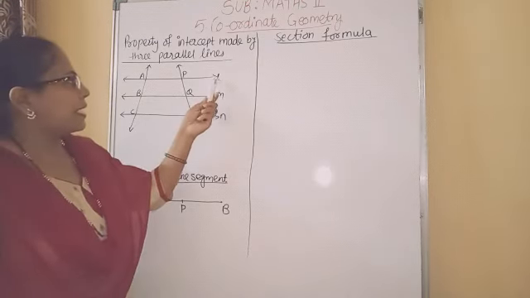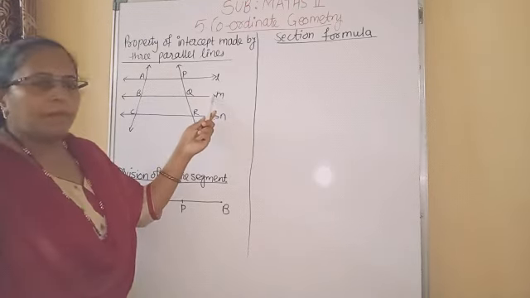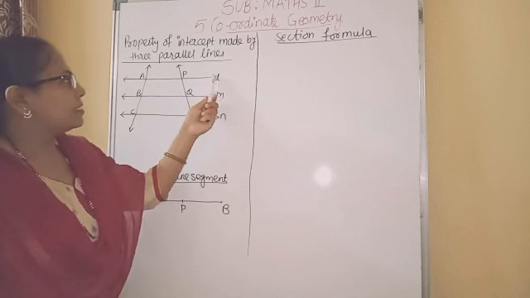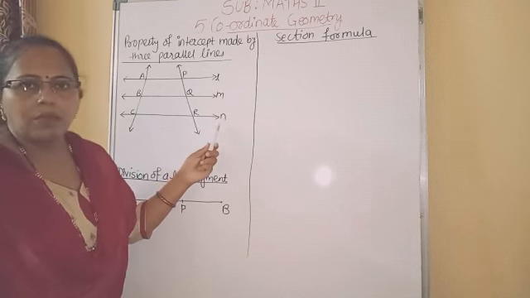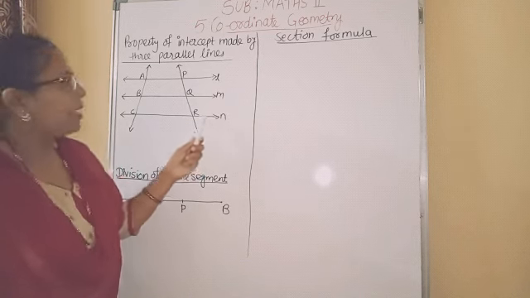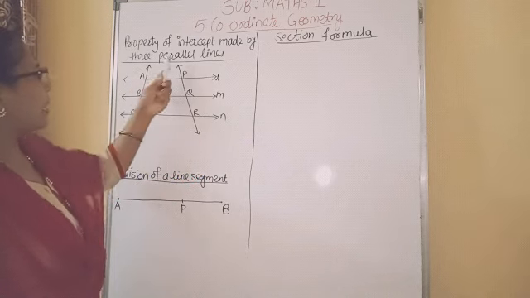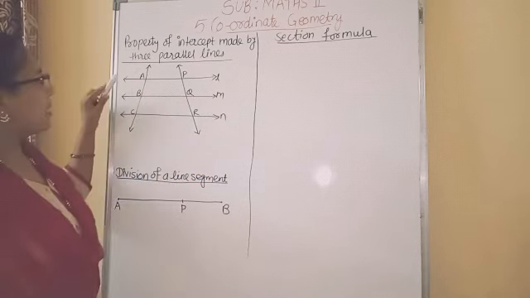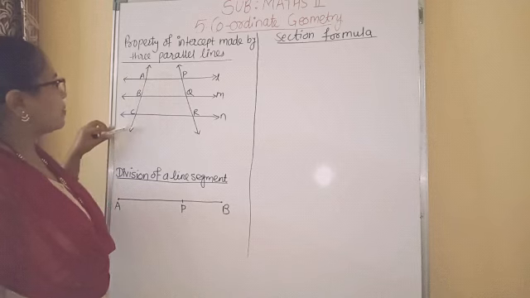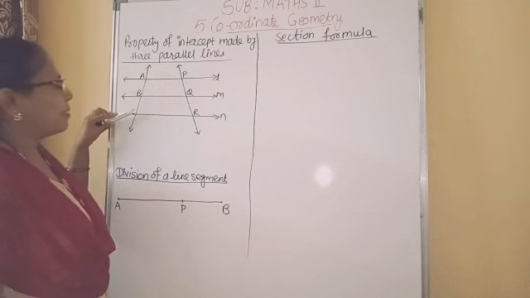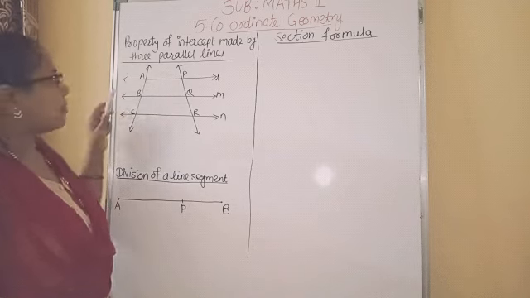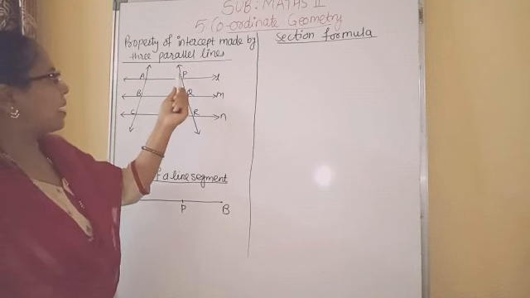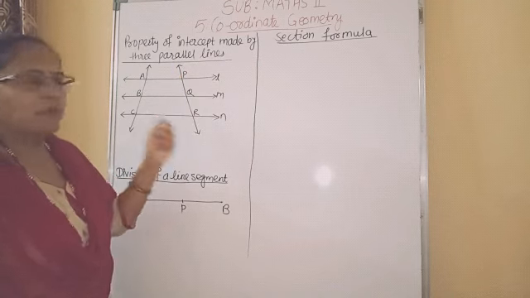Suppose here line L, line M and line N. These three lines are parallel to each other. And line AC and line PR are transversals. So the intercepts made by the first transversal are AB and BC. Intercepts made on the other transversal are PQ and QR.